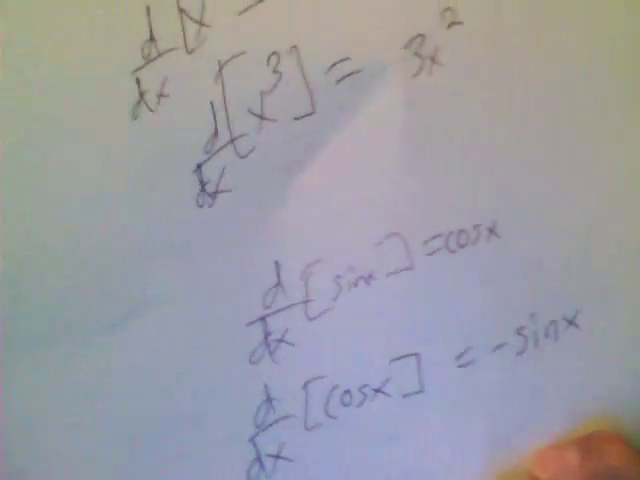Now let's do the derivative of cosine x. So with this one you also memorize that the derivative of cosine x is equal to negative sine x. Alright. Oops, there it is.